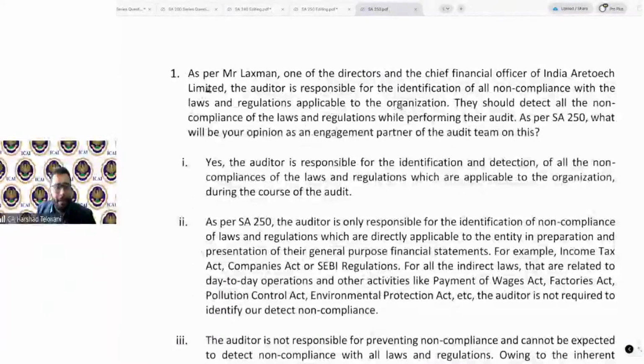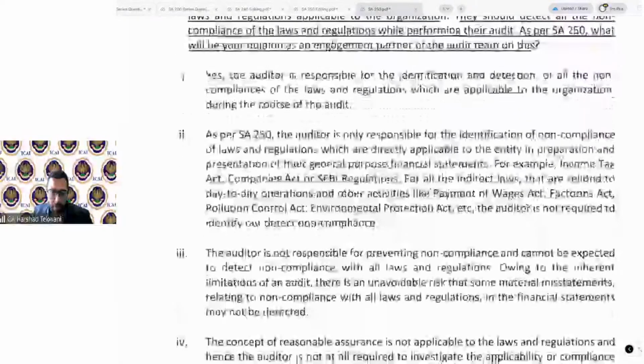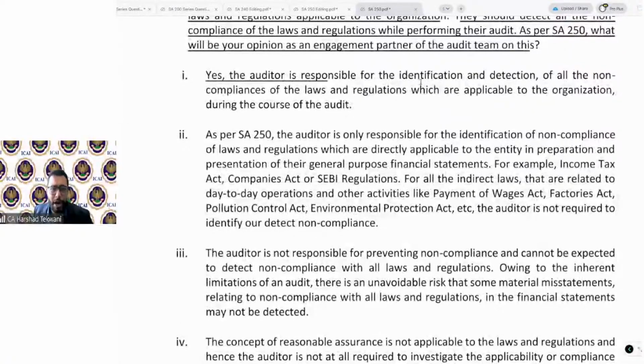Now, as per Mr. Lakshman, one of the directors and chief financial officer of India Aerotech Limited, the auditor is responsible for identification of all non-compliances with the laws and regulations applicable to the organization. They should detect all non-compliances of laws and regulations while performing their audit. As per SA 250, what will be your opinion as an engagement partner on the engagement team? So options are: yes, the auditor is responsible for identification and detection of all the non-compliances of laws and regulations.